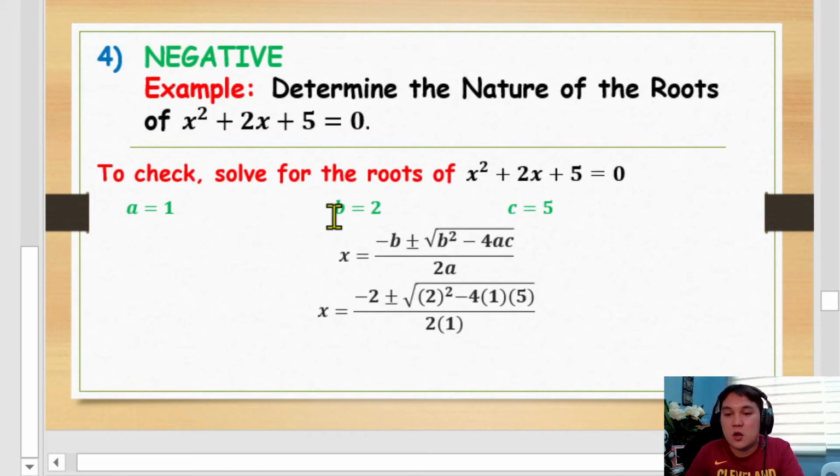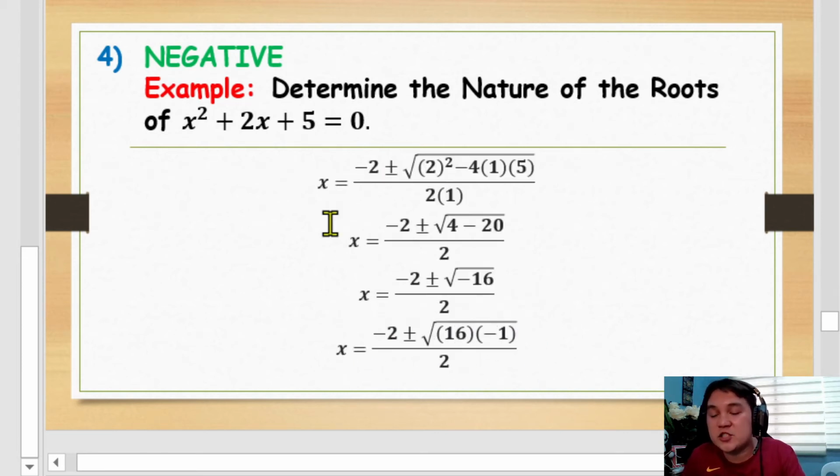To check, solve for the roots of x squared plus 2x plus 5 is equal to 0. A is equal to 1, b is equal to 2, c is equal to 5. Then we will use the quadratic formula. x is equal to negative b plus minus square root of b squared minus 4ac all over 2a. Then we substitute the values of a, b, and c. Then we will get x is equal to negative 2 plus minus square root of 2 squared minus 4 times 1 times 5 all over 2 times 1.